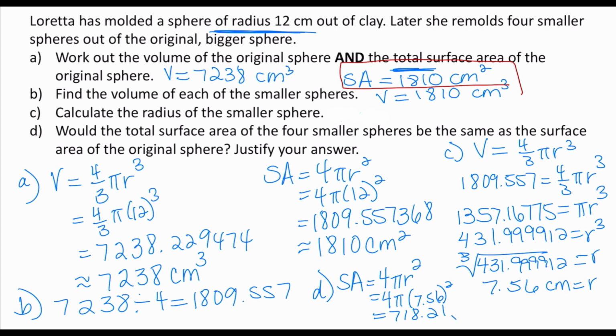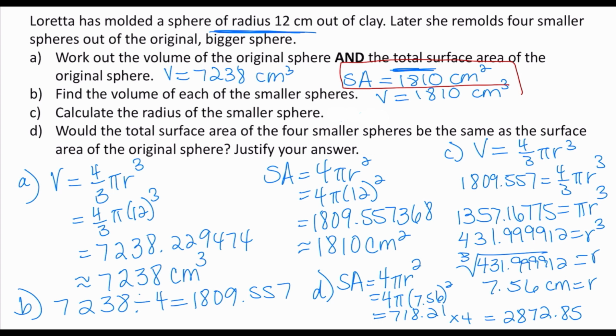I'm going to now multiply that answer by 4 so that I can figure out what would be the total surface area of all 4 of the smaller spheres. So when I multiply, I'm going to get approximately 2,872. I got 2,872.85. Depending on whether you're using the entire amount for the radius in your calculator, your answer might be a little bit off, but either way, it's about 2,872 square centimeters. How does that compare to our original answer?